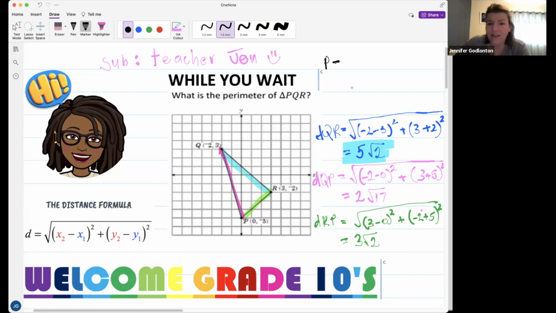So our perimeter of our triangle is going to be 5 root 2 plus 2 root 17 plus 3 root 2. And we can put that into our calculator exactly like that. So 5 root 2 plus 2 root 17 plus 3 root 2. And we get the answer. We get a nice big answer. I'll write it out here so that you can see what it looks like. We get 2 root 17 plus 8 root 2.